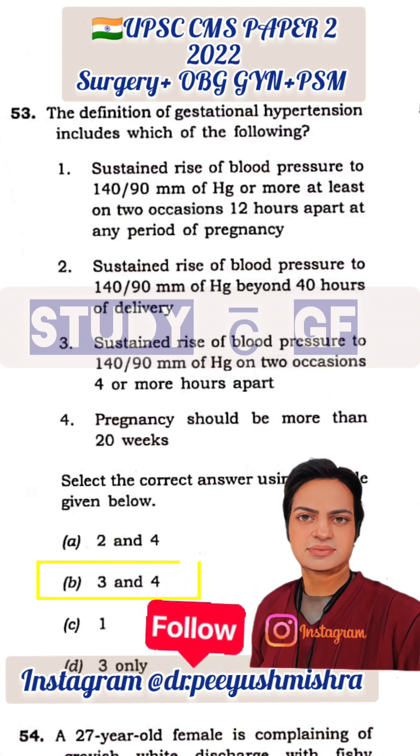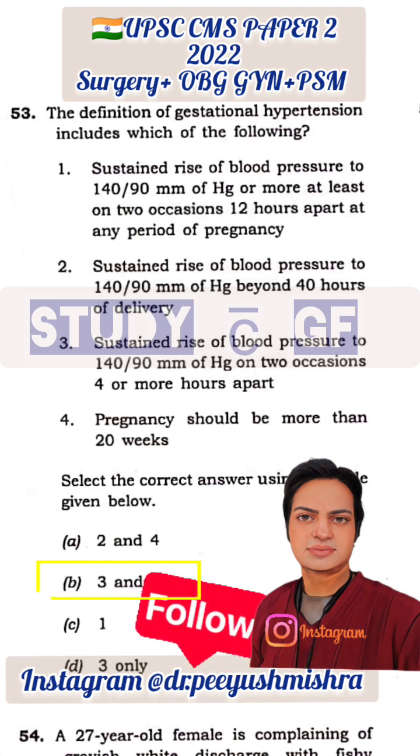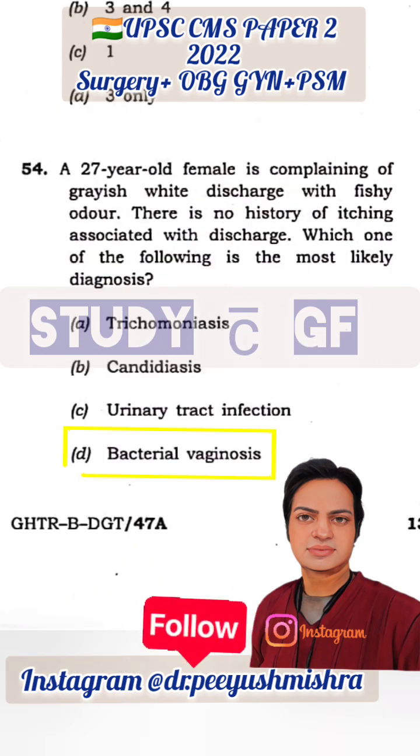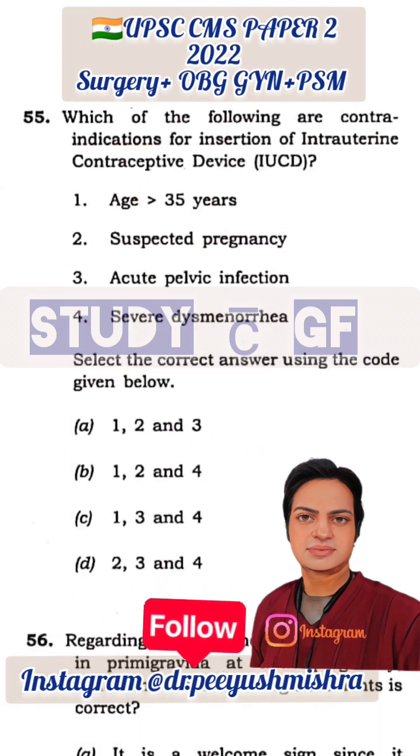The definition of gestational hypertension includes sustained rise of blood pressure to 140 by 90 mm Hg on 2 occasions 4 or more hours apart. Pregnancy should be more than 20 weeks. A 27-year-old female is complaining of grayish-white discharge with fishy odor. There is no history of itching associated with discharge. Bacterial vaginosis.